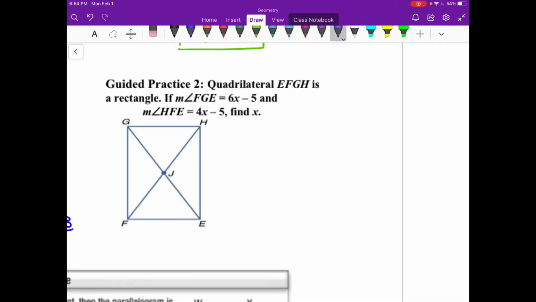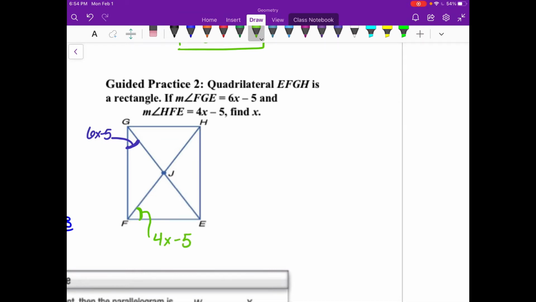Okay, next problem. Another guided practice. I've got another rectangle and another angle that they give me. With this one is FGE. FGE is this angle right here, and it tells me that that angle is 6x minus 5. And then I have another angle, HFE. HFE is this one, which is 4x minus 5.